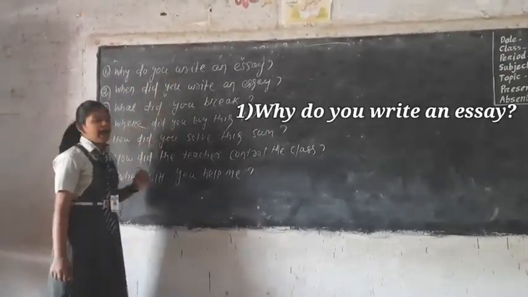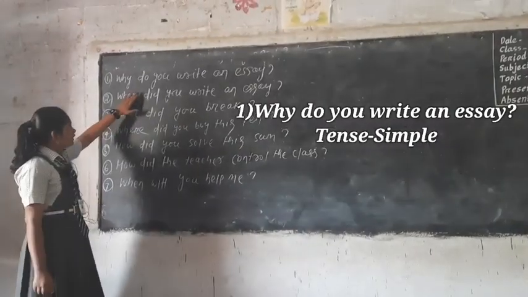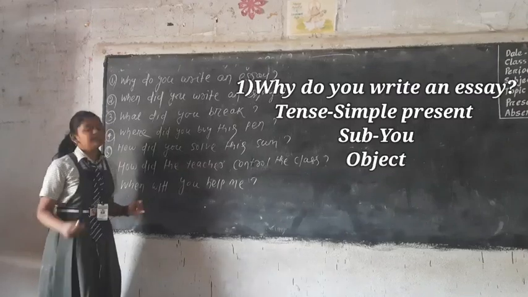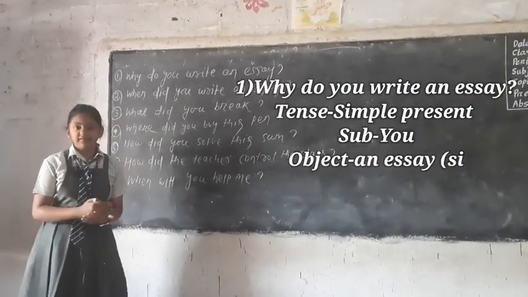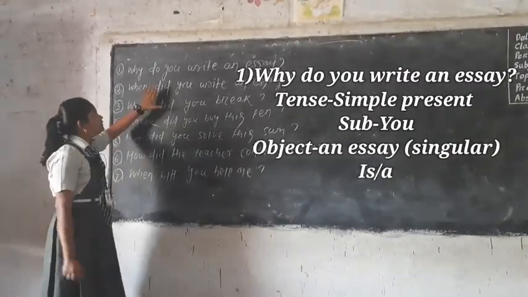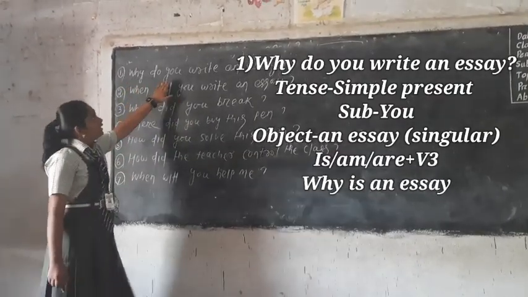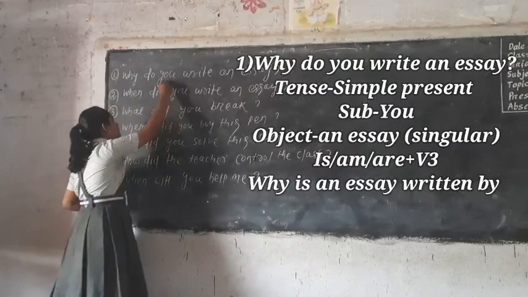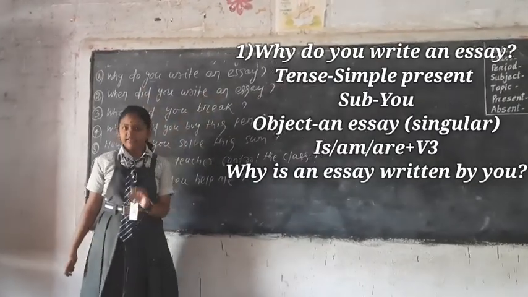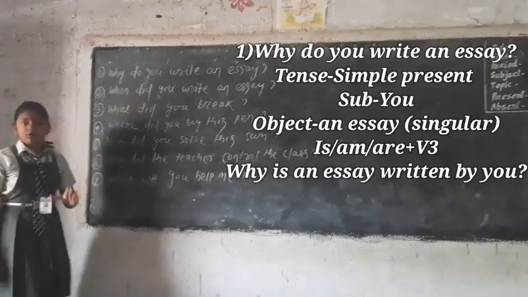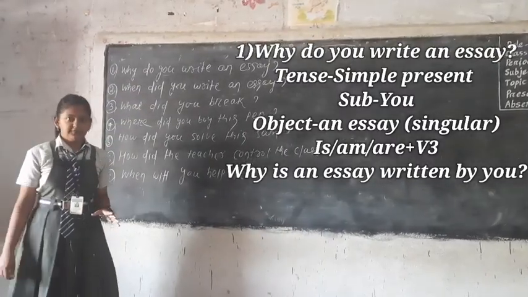This is in the active voice. This sentence is in simple present tense. When we passivize simple present tense, we use is/am/are plus verb 3 structure. So the subject is you in this sentence and essay is the object. The object becomes the subject. Before that we need to add the auxiliary verb.